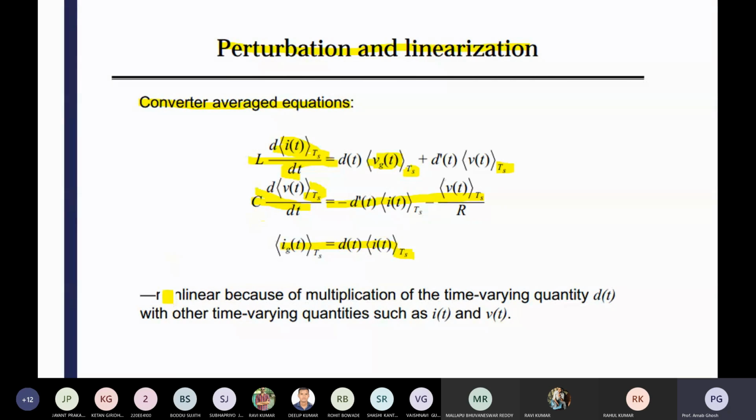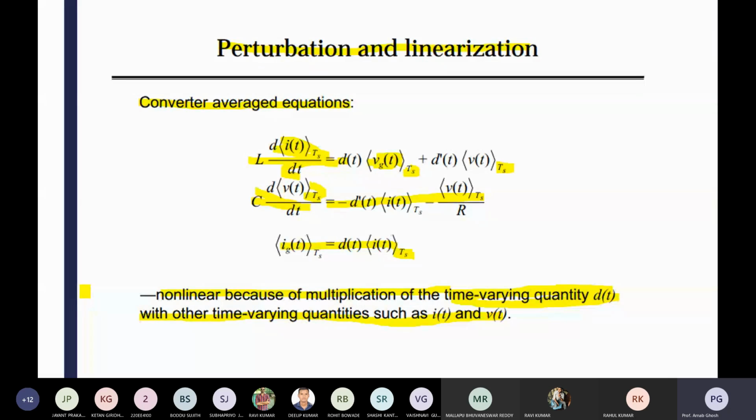So it is non-linear because of the multiplication of time varying quantities that I told you in my very basic slide. Why is it non-linear? Because it is a time dependent component. It is not a linear time invariant LTI system. All the quantities you can see over there, inductor current, capacitor voltage, input current, all have expressions with time varying multiplications with your time varying component, that is your d(t), along with other time varying quantities such as i(t) and v(t).